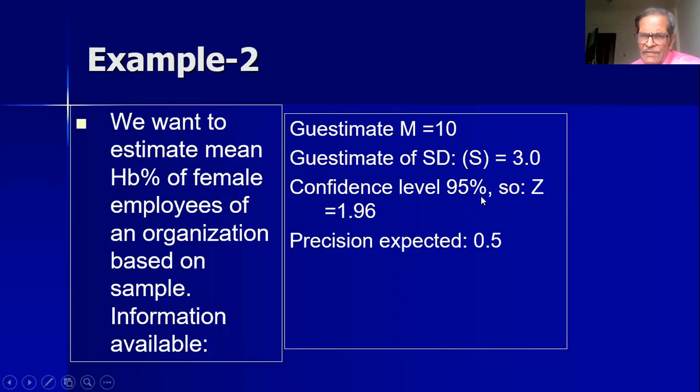The confidence level is 95%, and a two-sided test is used, so the Z value is 1.96 and the precision is 0.5. We want the mean hemoglobin to be between 10 plus minus 0.5, that is 9.5 to 10.5. That will be okay for us. That is the precision expected here.